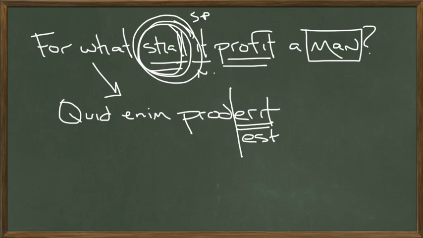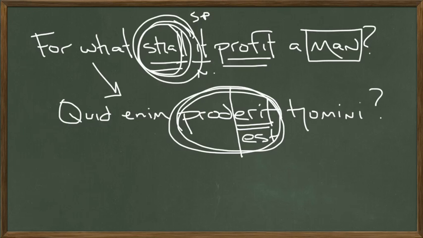Quid enim proderit, let's put an I there, a dot or I there. Quid enim proderit homini, or omini, and this goes into the dative case. Because of the compound form of sum, the next word is going into the dative case.